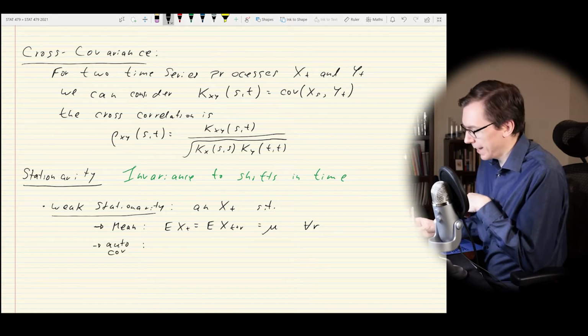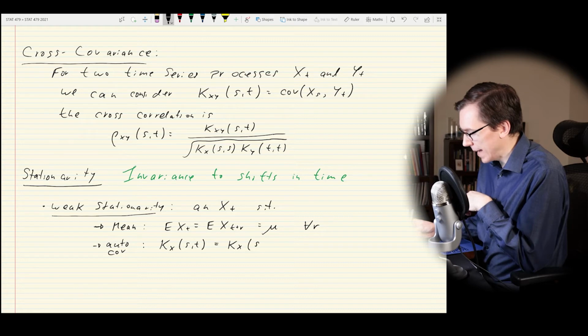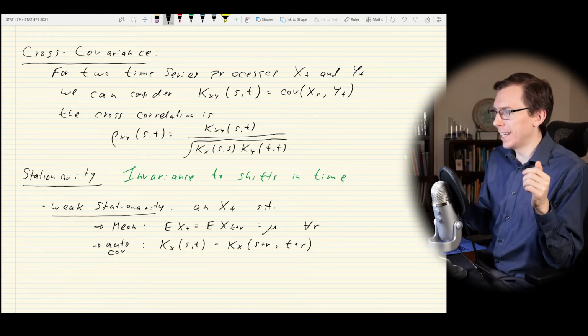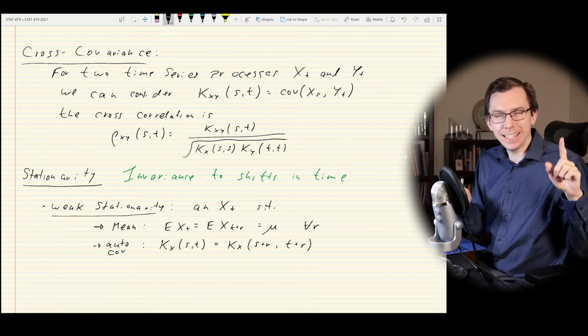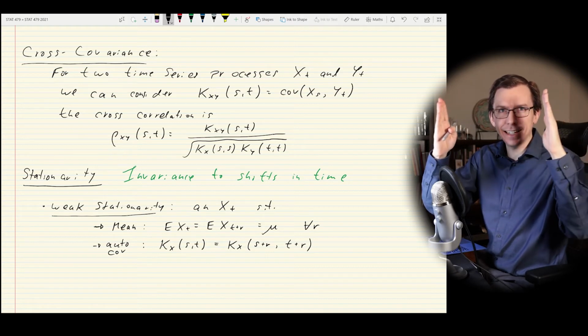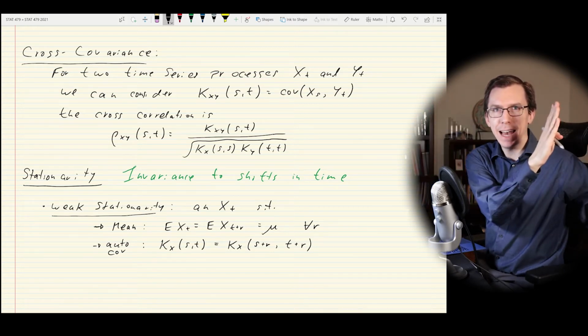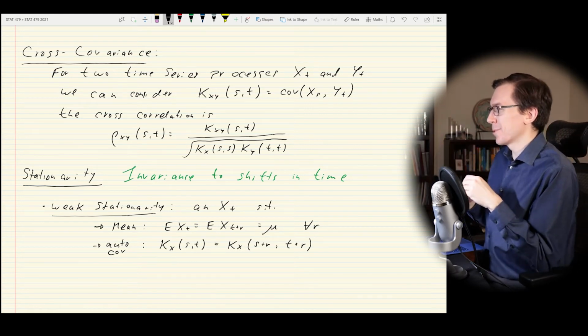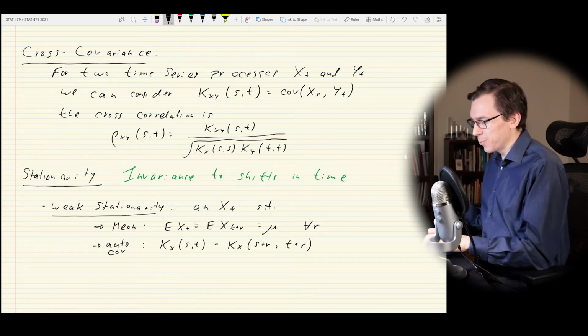autocovariance. In this case, what we're going to say is that the autocovariance at times s and t is going to equal the autocovariance at times s plus r and t plus r. So we're not saying the autocovariance always equals one value, but that the autocovariance between times s and t will be the same as if I shift them forward or back, but keep them the same distance apart. Then the autocovariance will be the same. So this is weak stationarity.